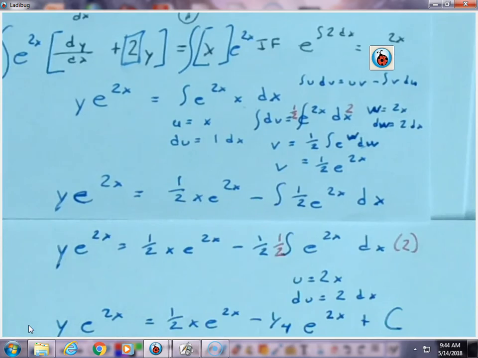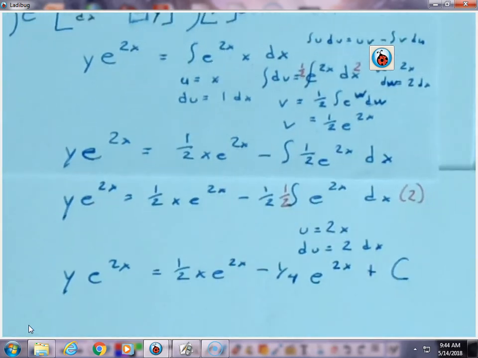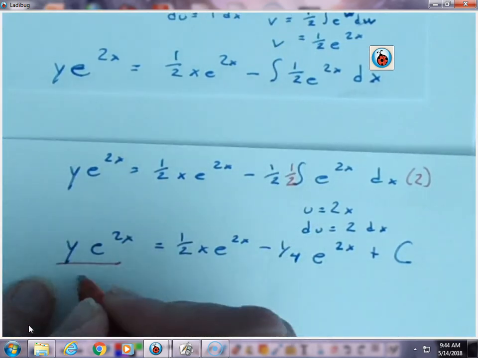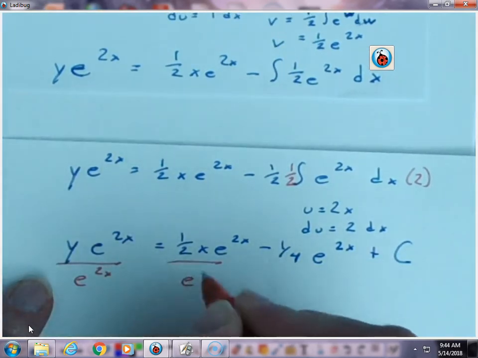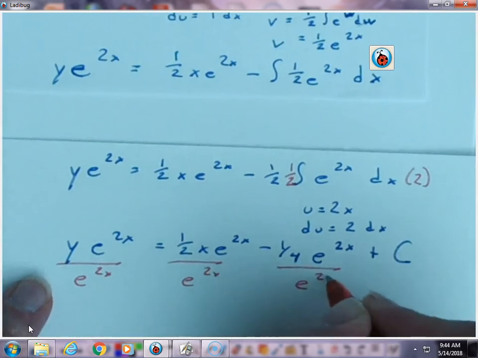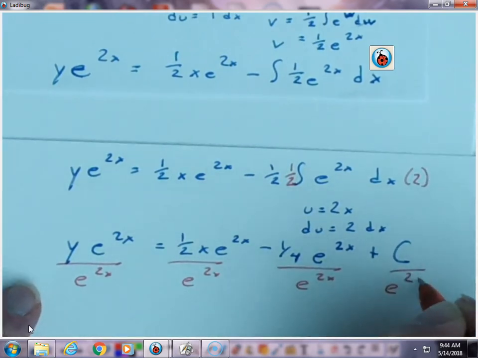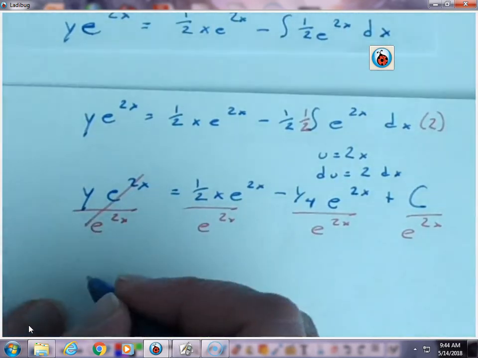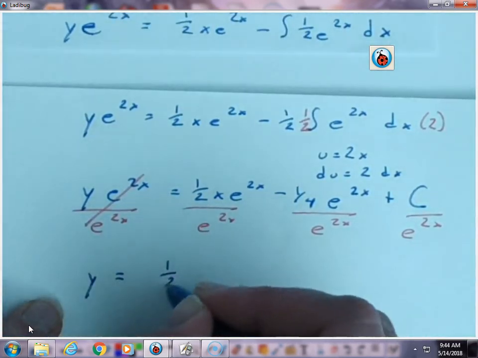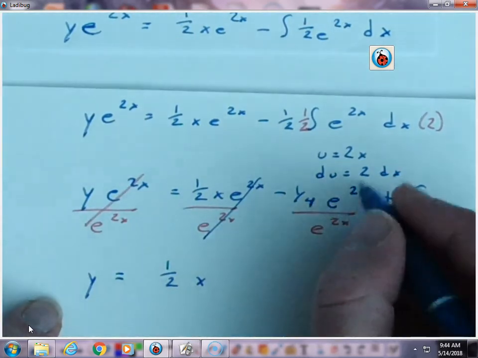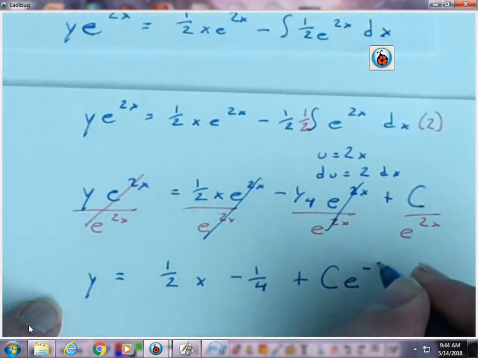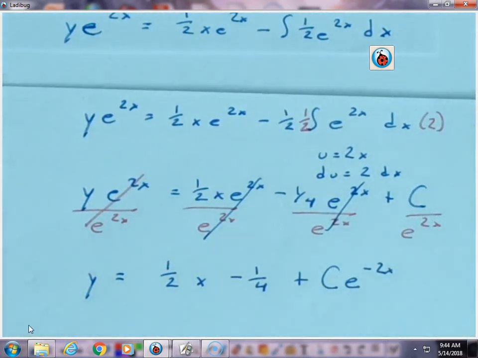I like it. I have been instructed to divide everything by e to the 2x because you normally solve for y. So I'm going to do that all the way through. Even your c. Don't forget your c. So you'd have a half x, these would cancel, minus a fourth, and I'm going to call this c e to the negative 2x. I'm just going to bring it up.